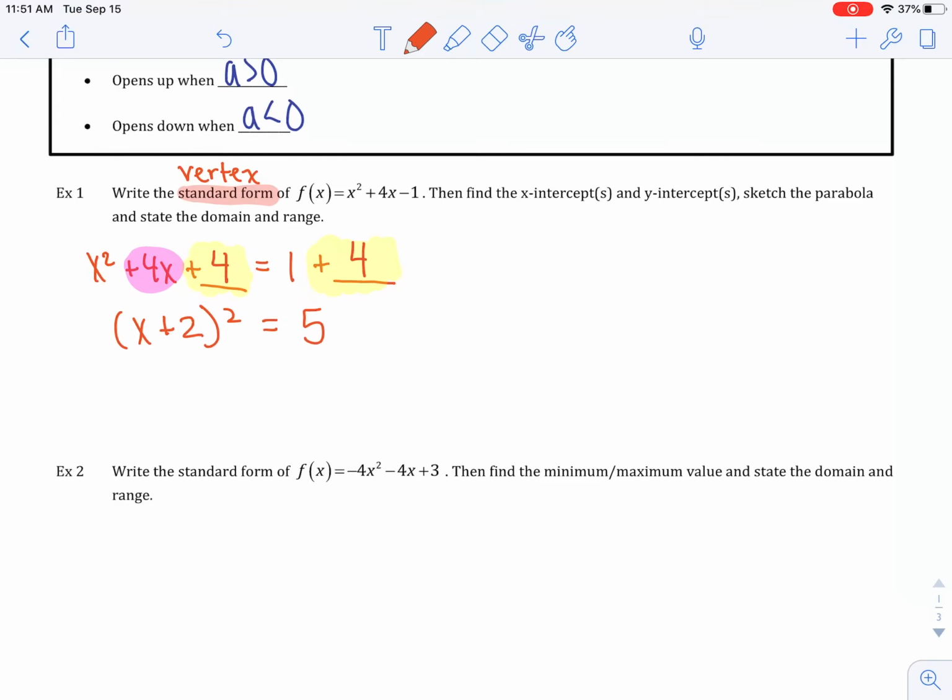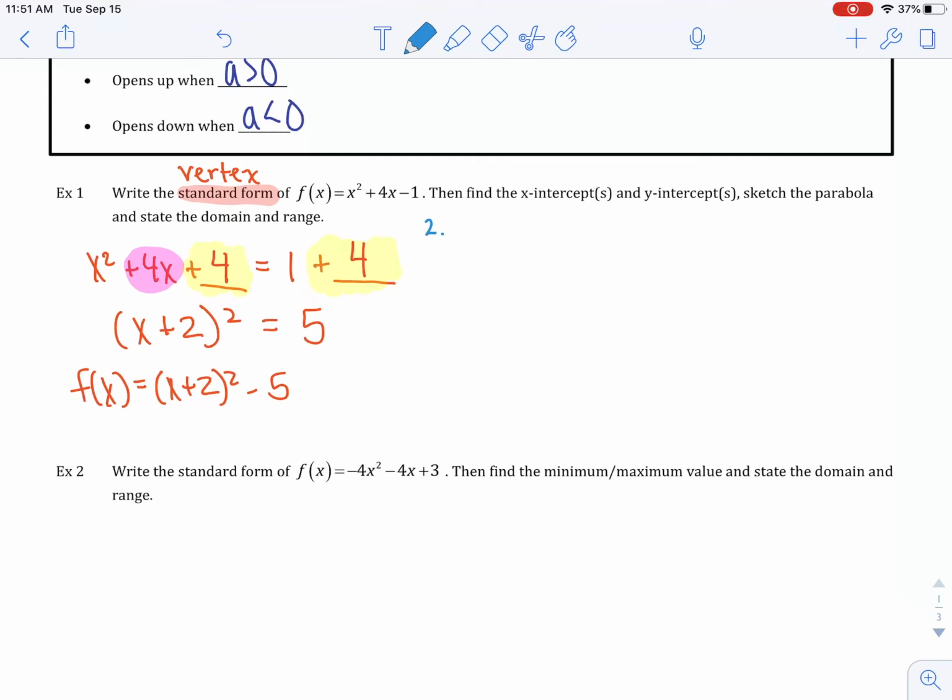Vertex form, right? The standard form, it's always set equal to 0. So I'm going to now, last step, subtract that 5 over to get f of x is equal to x plus 2 squared minus 5. Alright, so step 1, we got it. Step 2 now says we need to find the intercepts.